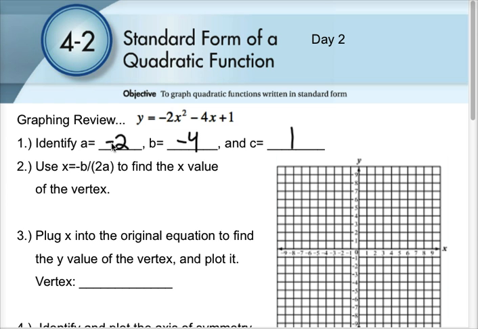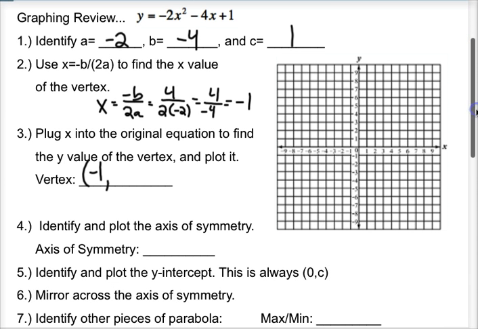So when we're using that negative b over 2a, well, b is already negative 4. So the opposite of negative 4 is a positive 4. And then 2 times a, 2 times negative 2, means we're dividing by a negative 4. So essentially, we're getting an x of negative 1. So that's the x value of our vertex.